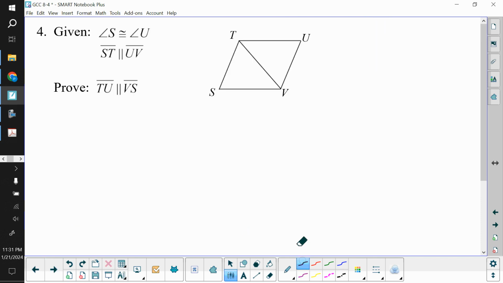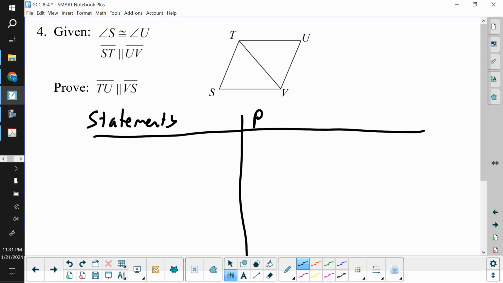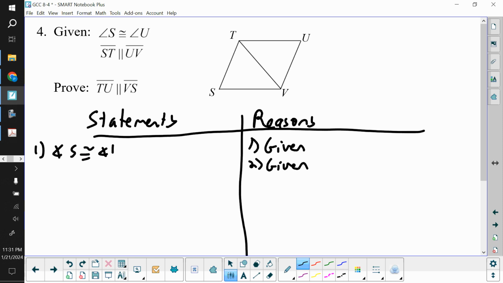All right, moving on to number 4. So because we have triangles in this picture where we're trying to get TU parallel to VS, this is going to be more like questions 1 or 2, where we'll get the triangles congruent, do congruent triangles implies congruent corresponding parts to get an additional set of angles congruent, and we'll purposely try and get a set of angles that are either alternate interior angles or corresponding angles.